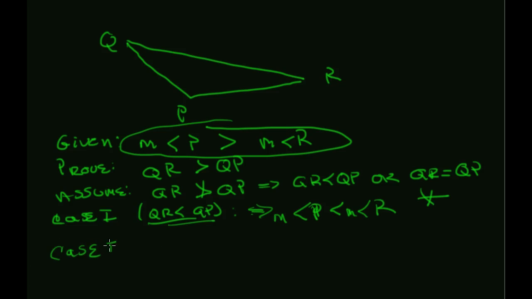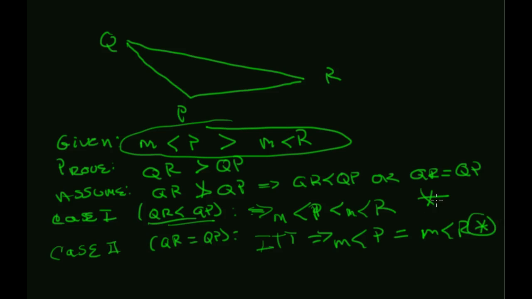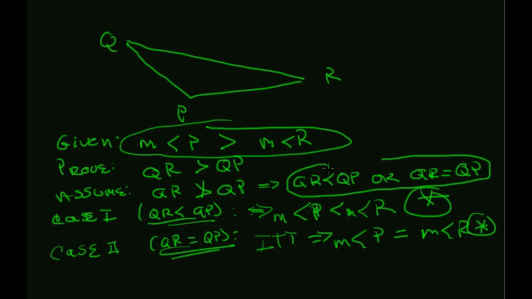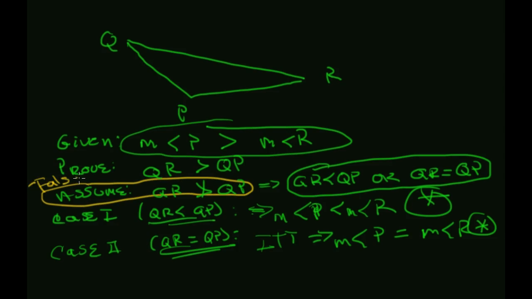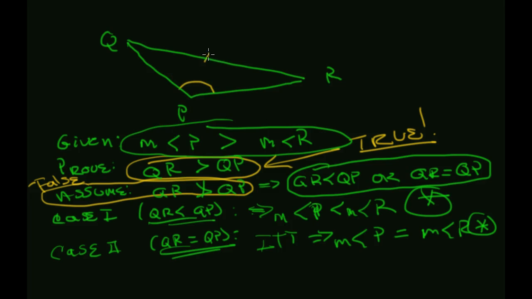So it's still possible that QR could be equal to QP. But if QR is in fact equal to QP, that means I have an isosceles triangle. So by the isosceles triangle theorem, angle P has to be equal to the measure of angle R, which again contradicts our given. So no matter what kind of negation I try to do here, the negation always causes a contradiction. So my assumption here has to be false. If the assumption is the opposite of what I'm trying to prove, and the assumption is false, that means that what I'm trying to prove has to be true. So what have I proven? I've proven that if P is the big angle, then the side opposite it must be bigger than the side opposite the small angle. So I now have the theorem and its converse, and they're working both ways.